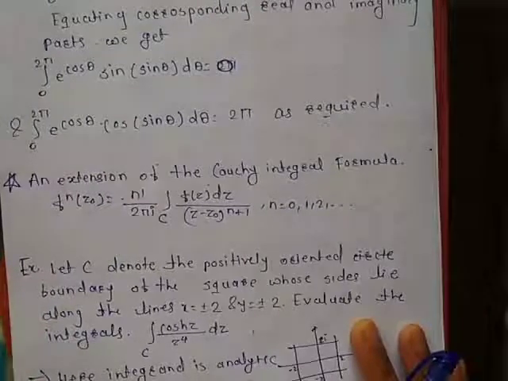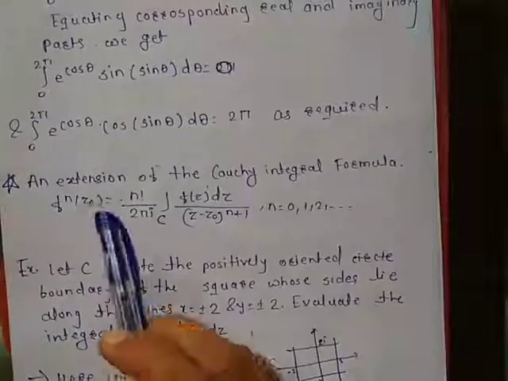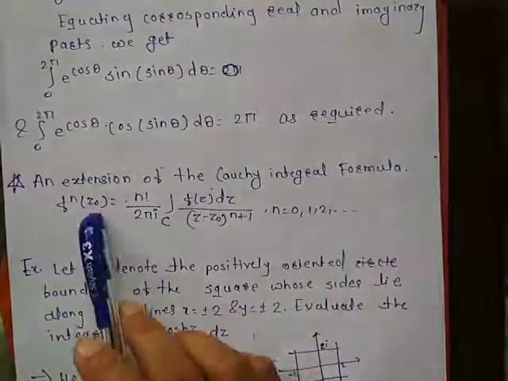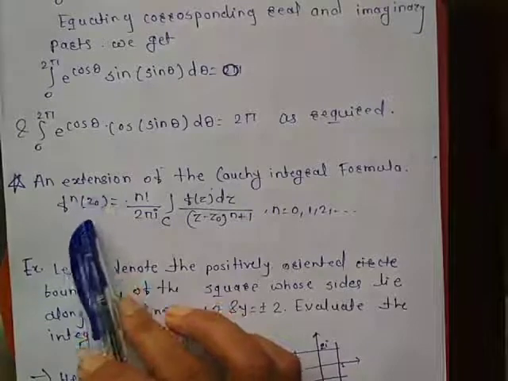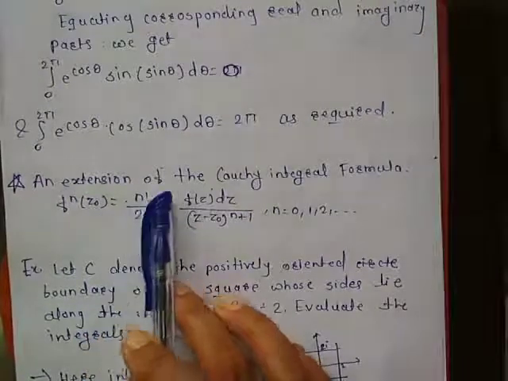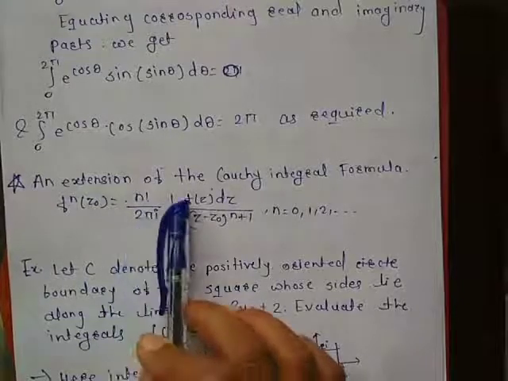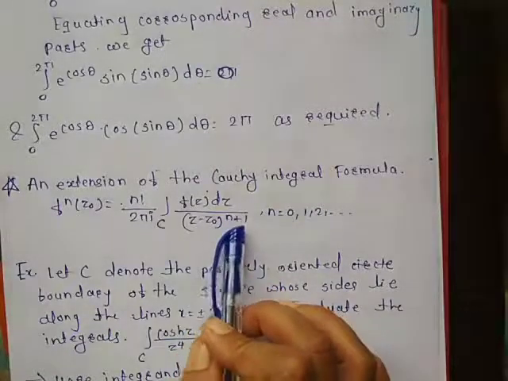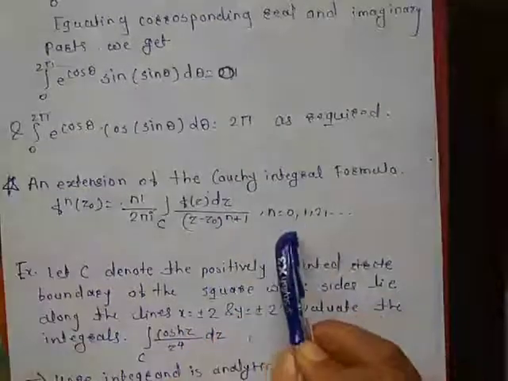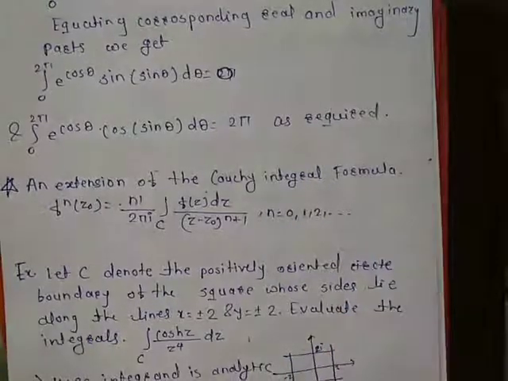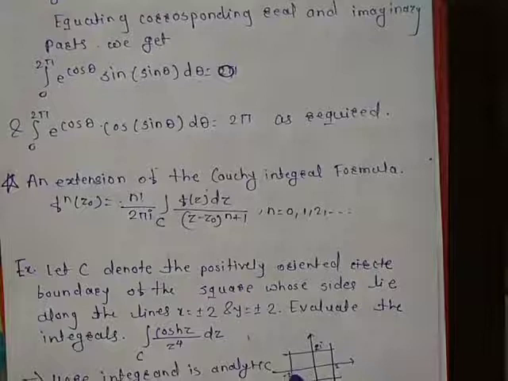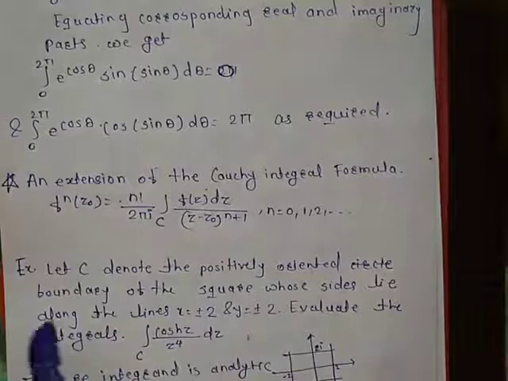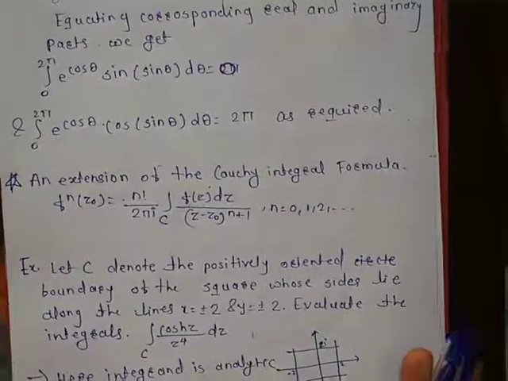Students, in this video we are going to discuss the next topic, an extension of the Cauchy integral formula. That is, f raised to n of z0, meaning the nth derivative of the function at point z0, is equal to n factorial upon 2 pi i times the integral over C of f of z dz upon (z minus z0) raised to n plus 1, where n runs from 0, 1, 2 and so on. We are not going to discuss the proof of this formula. We will just see some examples based on it.